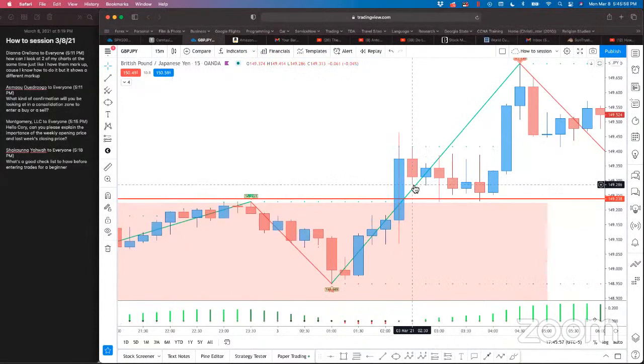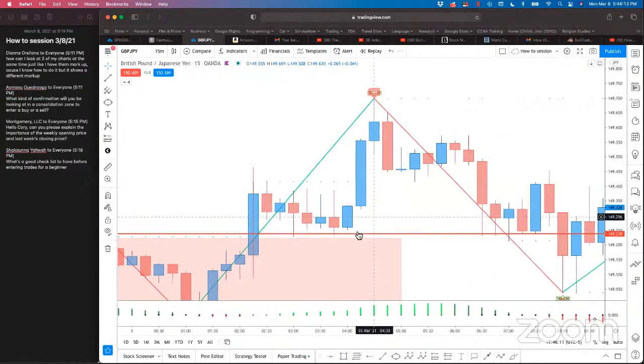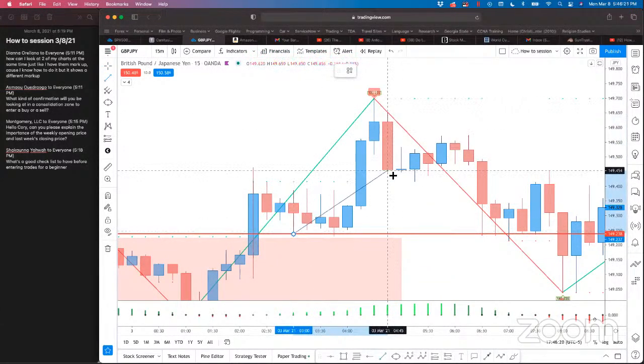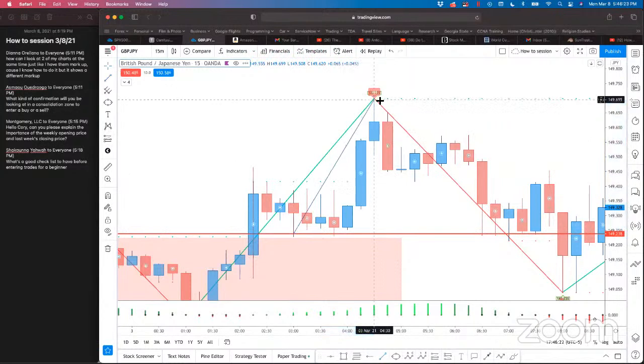But if you didn't get in on that, you would have had 1, 2, 3 opportunities to get in on this move from the breakout, right? Where you would have got in on this candle or this candle or even this candle right here. And you would have got the breakout entry up until this point right here. So from this point to here.